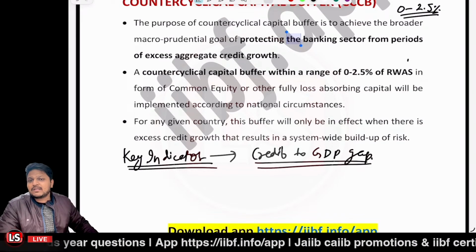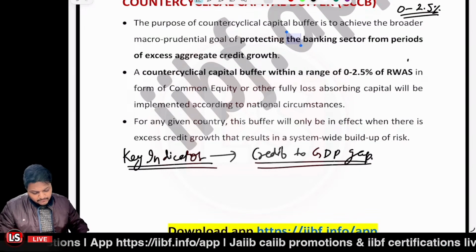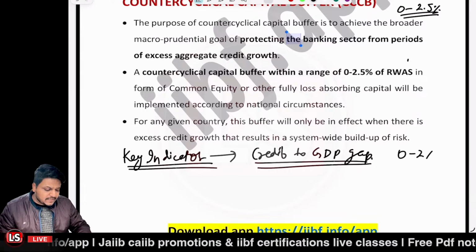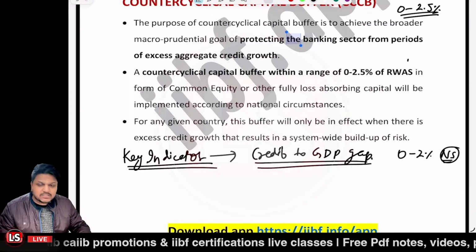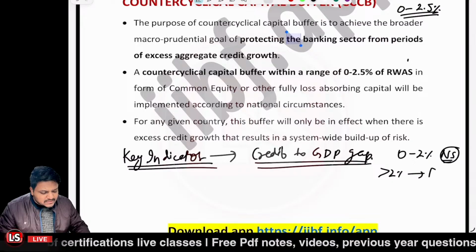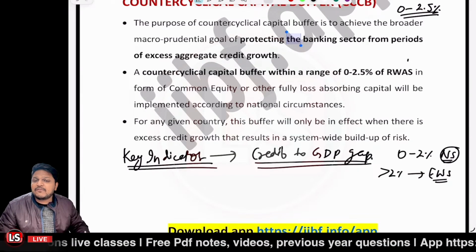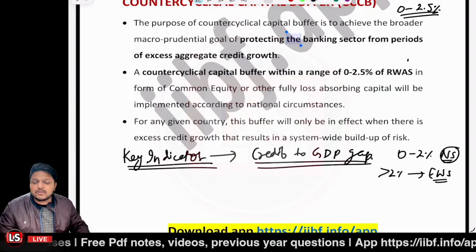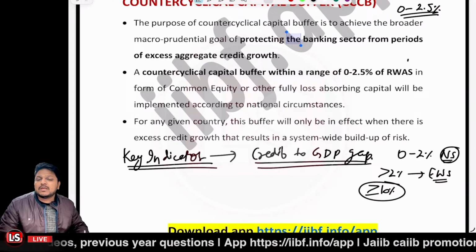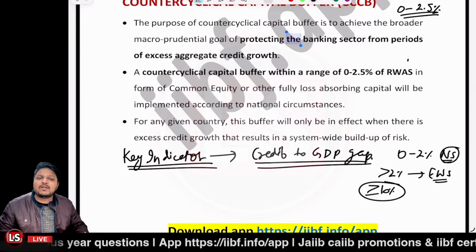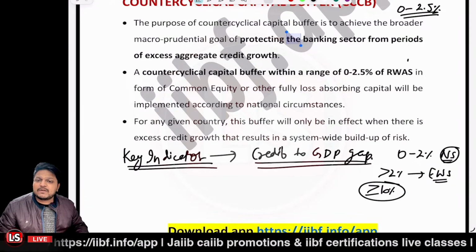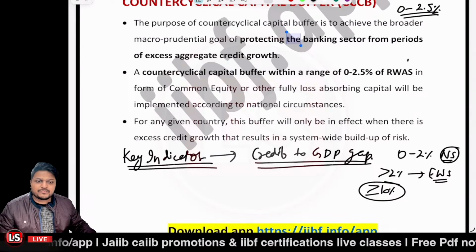For the regulatory threshold in the Basel framework, if the credit to GDP gap is between 0 and 2%, we can say it is a normal stage. If it is greater than 2%, we consider it an early warning signal. And if it is around 10% or higher, it is a strong signal that excessive credit growth is there, and the maximum counter cyclical capital buffer is to be considered in that scenario.